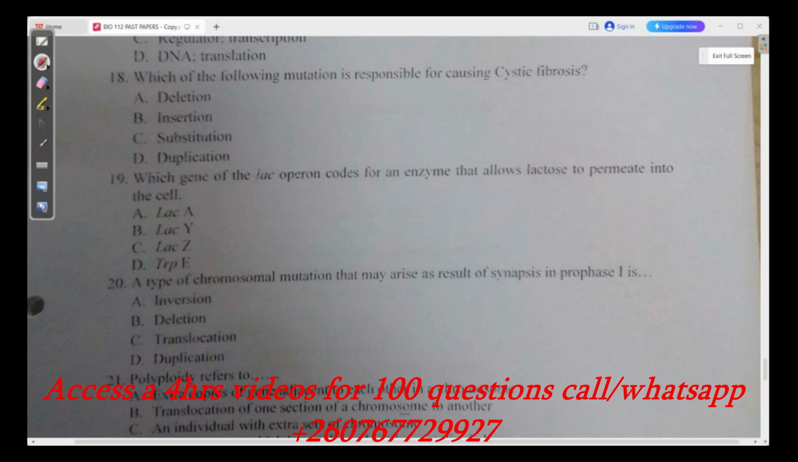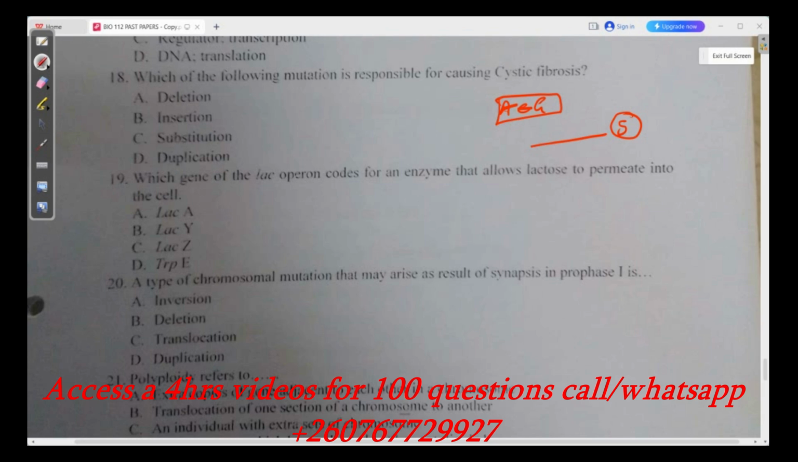18. Which of the following mutations is responsible for causing cystic fibrosis? So cystic fibrosis is a mutation where a triplet of bases is deleted. In short, a codon is deleted. Let's say A, C, G. These three bases are going to be deleted in the sequence. And these bases are deleted in a gene which codes for a protein which regulates water and salt entry into the cell. So it's going to result in a mutation in that protein.